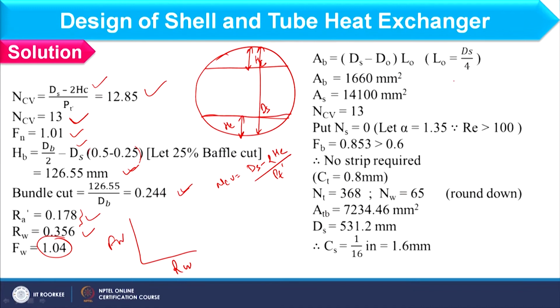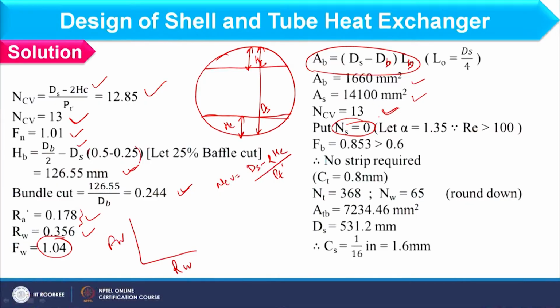AB you can find out by this, where this is LB and that should be equal to DS minus DB. So AB you can find out as this, and AS you have already obtained like this, and NCV you have already obtained as 13. And when I am putting NS equal to 0 in FB expression, actually here I am not showing the FB expression, because that expression is known to you. Okay. So I have directly put the values in the expression, and here I am showing the values directly.